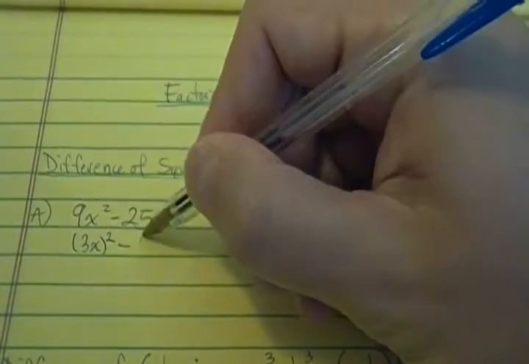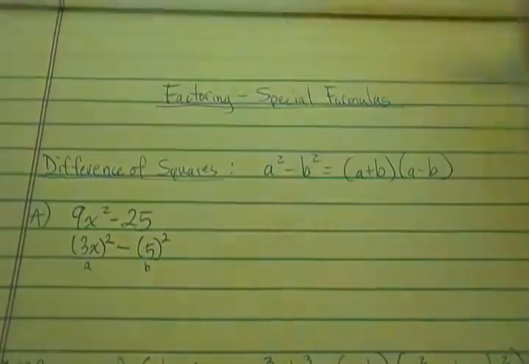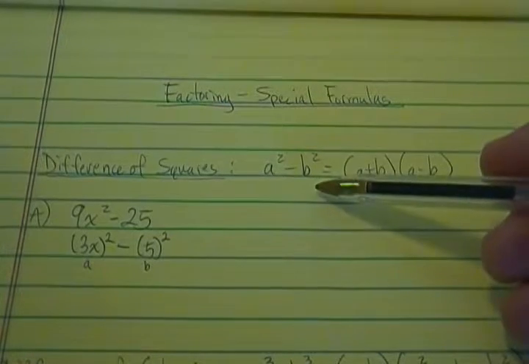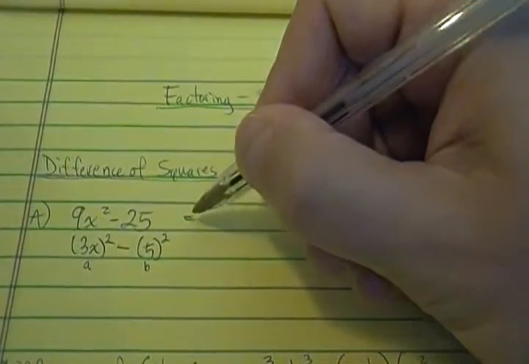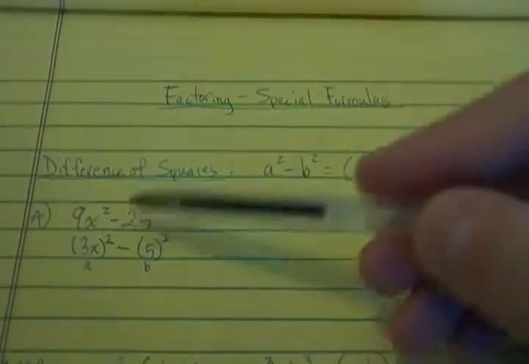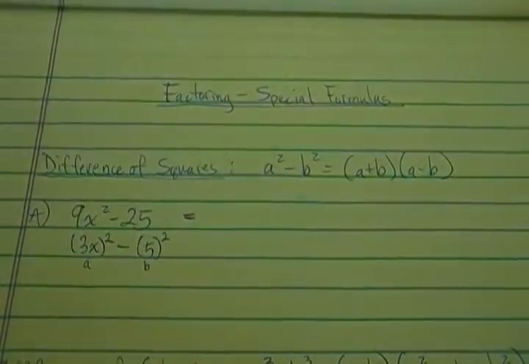Minus, and then 25 is also a perfect square, because 25 is 5 squared. So the 3x in this case is our a, and the 5 is our b in the formula that we talked about. Once we recognize that we have a difference of two squares, and remember, it has to be a difference, it has to be subtraction here. If this was addition, then we would not be able to factor this. There's no formula for a sum of squares, only for a difference of squares.